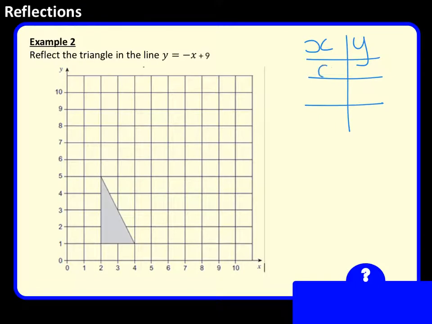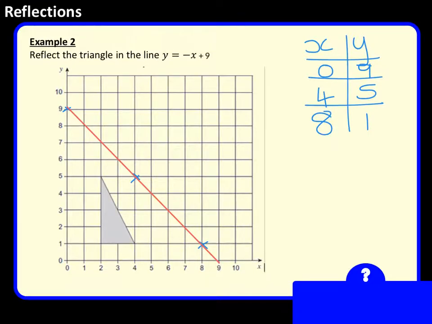So if we have x is 0, maybe x is 4, and perhaps x is 8, and then we'll sub each of these x values into the equation. So y is going to be minus 0, so just 0 plus 9, so that gives me the first y value. Then if x is 4, y is minus 4 plus 9, and minus 4 plus 9 is 5. And finally, if x is 8, minus 8 plus 9, which is 1. So 0, 9 is here, 4, 5 is here, and 8, 1 is there. And then we can connect those up to form our mirror line.